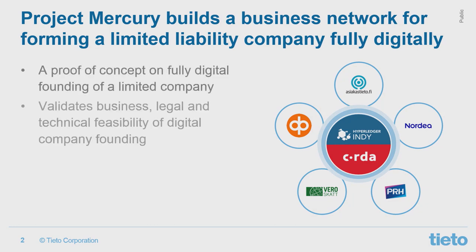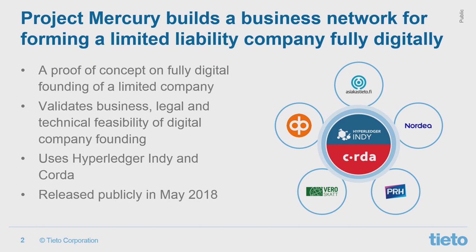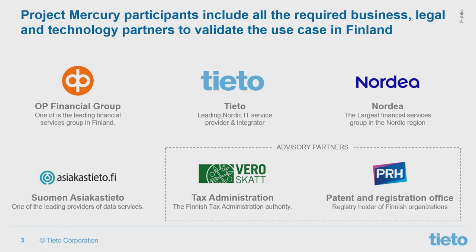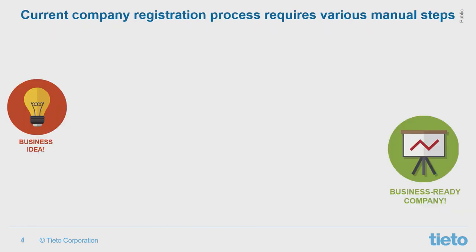So as said, Project Mercury builds a Corda-based business network for forming a limited liability company. We do that fully digitally. It's a proof of concept, but it's definitely not just a technical proof of concept. We validated the business vision, the legal compliance, as well as the technical feasibility of making this happen. We used, as Timo said, both Hyperledger Indy and Corda, and just released it earlier this year. Aside from the banks, we had tax administration and the patent registry office, really critical pieces from the Finnish government that are needed for this kind of national and international company identity development.